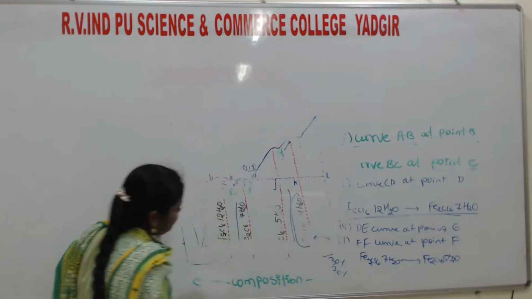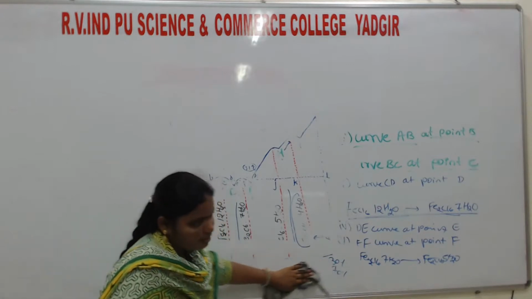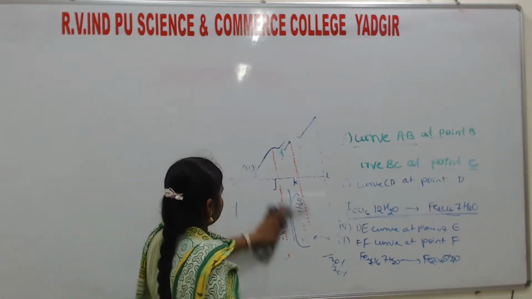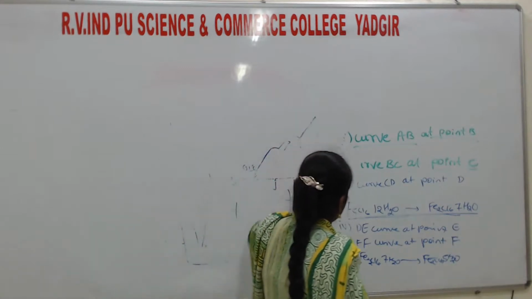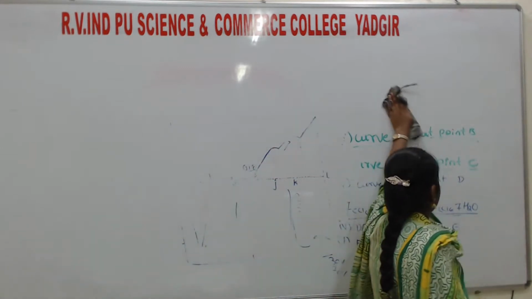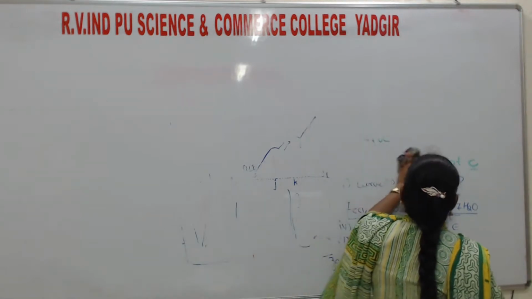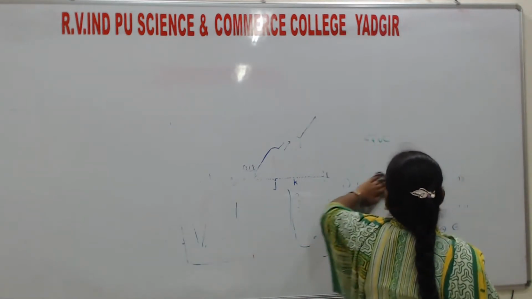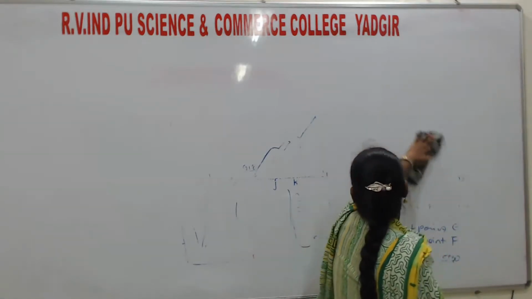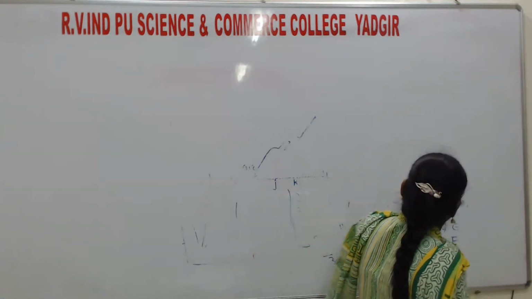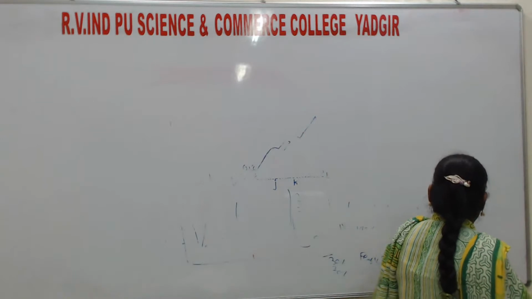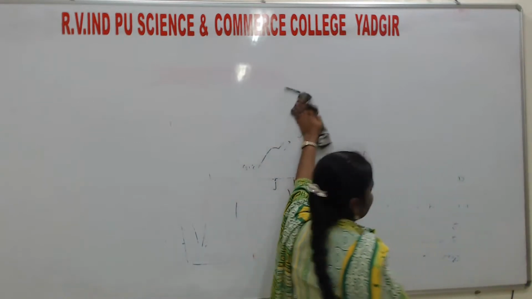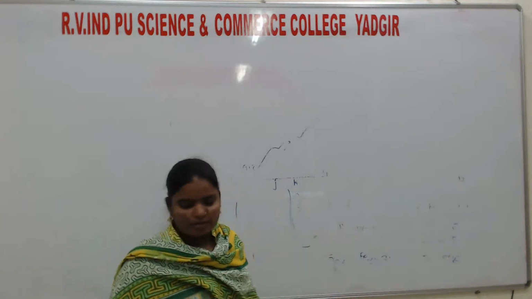This is the complete explanation of the ferric chloride and water system. We can continue in the next class.